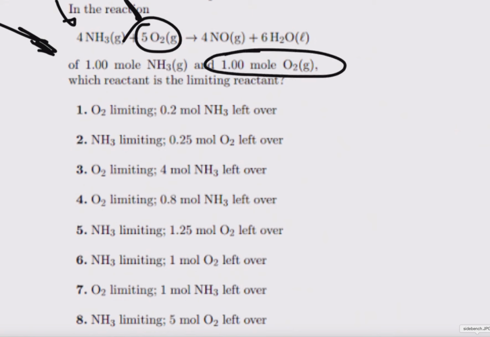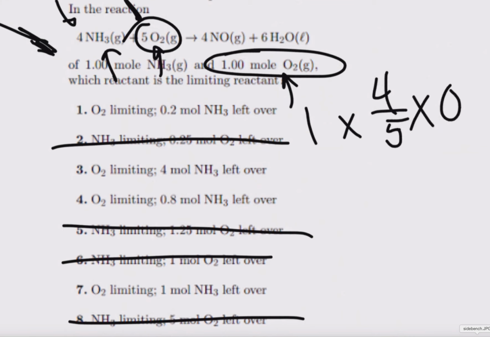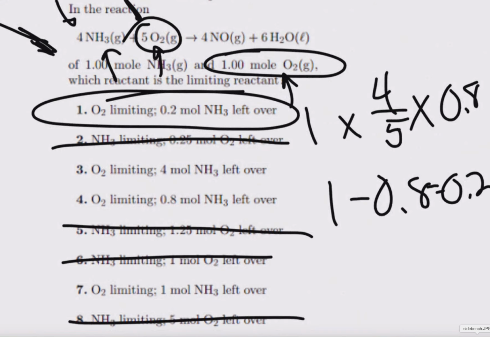So since we have less than we need of the oxygen, that's the limiting reactant, which means you can cross out all the ones that say NH3 is limiting. Now we need to know how much of the other thing is left over. Well, if we use 1 mole of oxygen, the ratio of ammonia to oxygen is 4 to 5. So we're going to use 4/5 of that amount of ammonia, which is 0.8. The question is how much is left? Well, if you start with 1 and you used 0.8, you've got 0.2 left over. So that is the correct answer there.